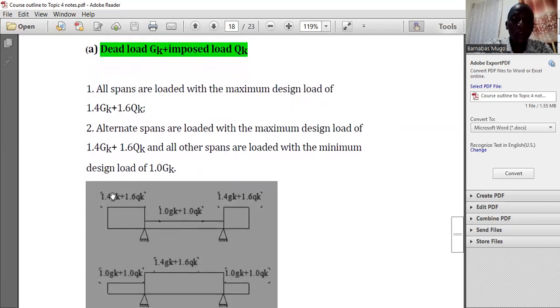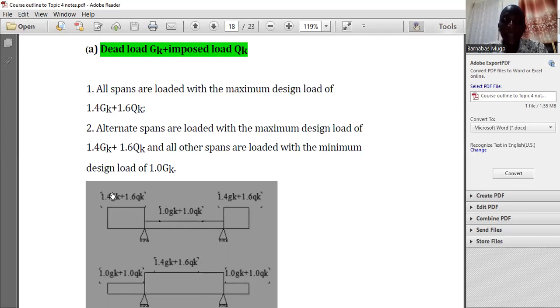Then from there, we are going to have the case scenarios, whereby you have the dead load and the live load. In this case, you can combine the two, the dead load and the imposed load. All spans are loaded with the maximum design load, that is 1.4 GK and 1.6 QK. And 1.4 and 1.6, we have just said that these are the factors of safety.